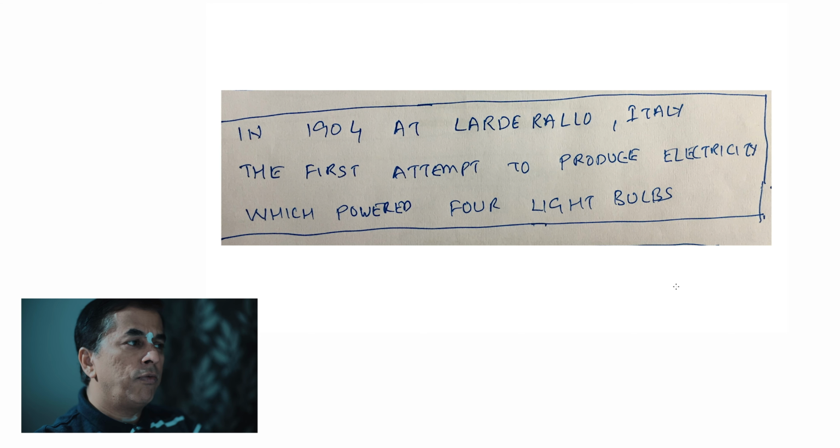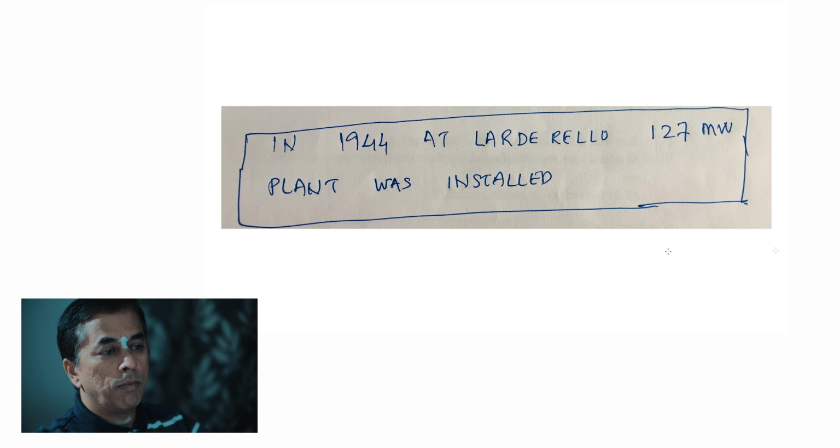Then in 1904, at the same place in Italy, came the first attempt to produce electricity, which could power 4 electrical bulbs. So this is the conversion of heat energy to electrical energy, where geothermal energy was converted directly to electricity, and this electricity was used to glow 4 bulbs. In 1944, in the same place, a 127 megawatt plant was installed.